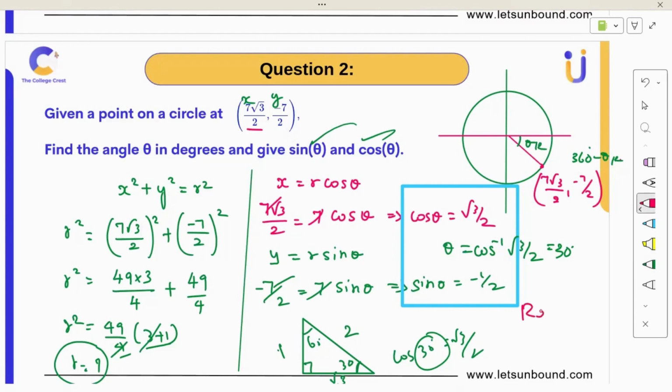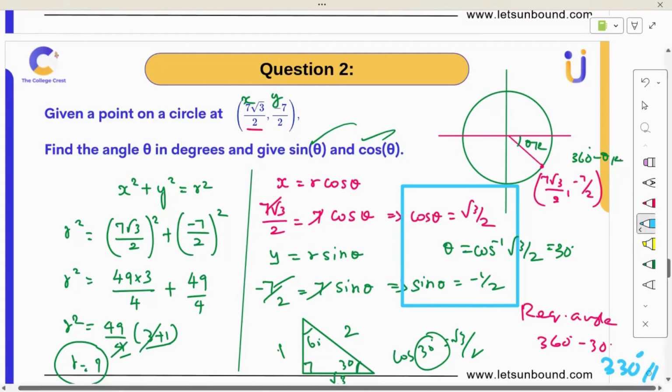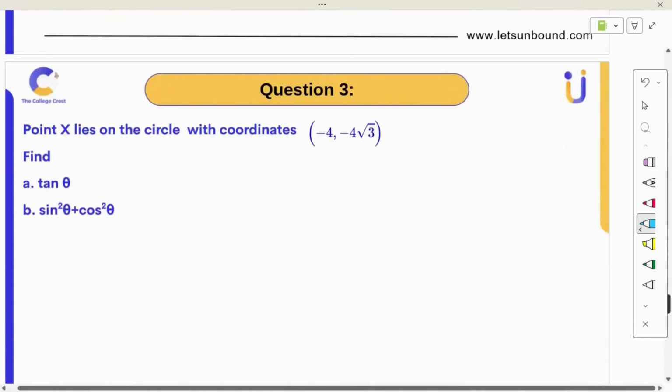So the required angle would be 360 minus 30 because it is not an acute angle, right? It's in the fourth quadrant, so we should subtract it. And hence the final answer would be 330 degrees. This is theta. And we found cos theta, sin theta, all these things. Right. And moving to question number 3.